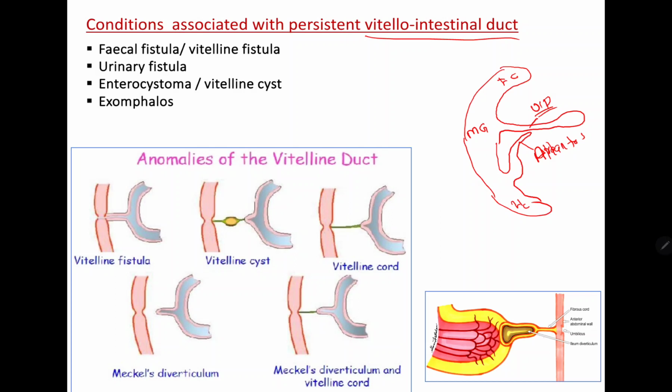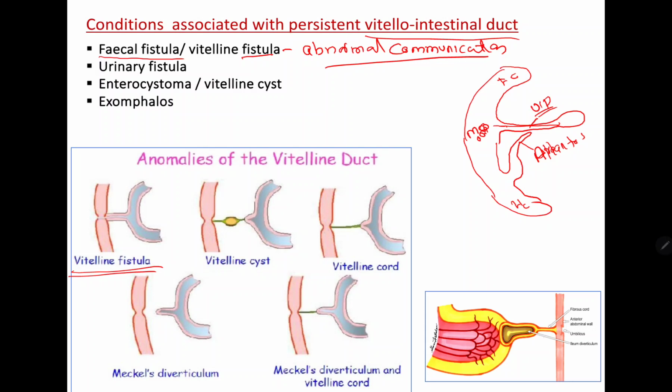So there are different conditions associated with that. First one is known as vitelline fistula. What is fistula? It's an abnormal communication. Here in the vitelline fistula, the communication is persistent. If this communication persists, the fecal matter which is produced in the midgut will pass through the umbilicus, so that is known as a fecal fistula.